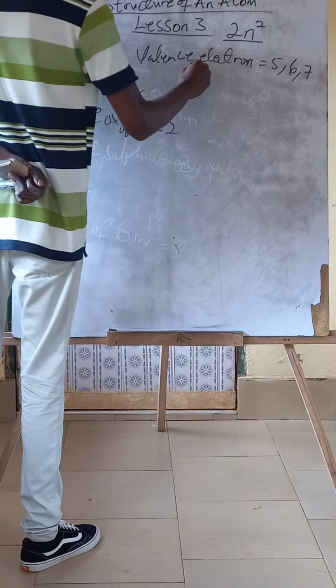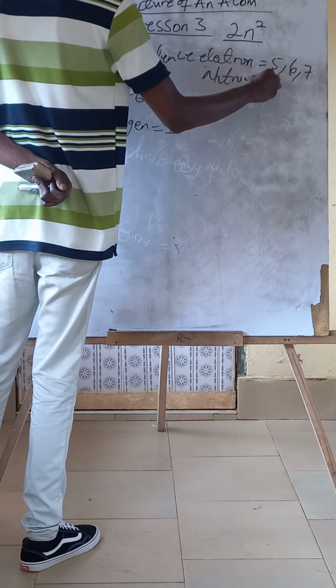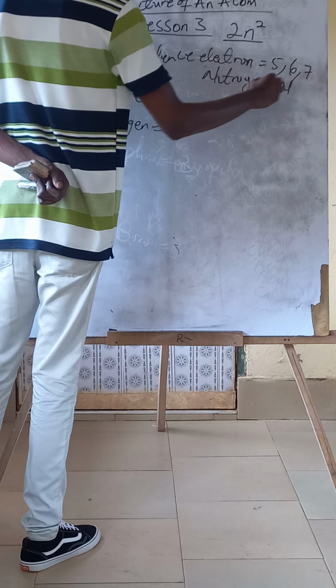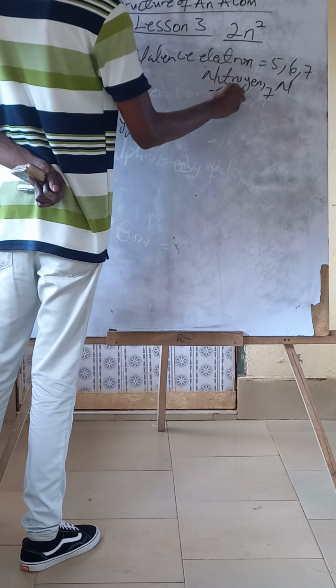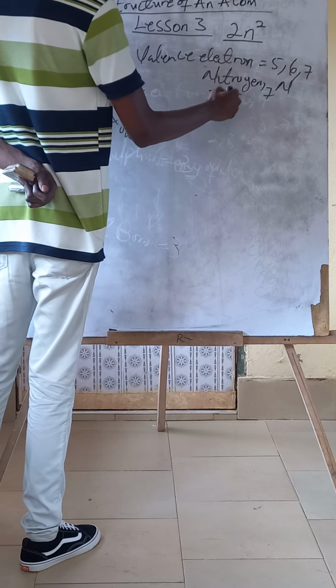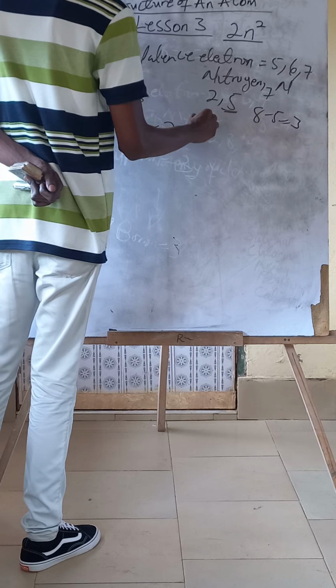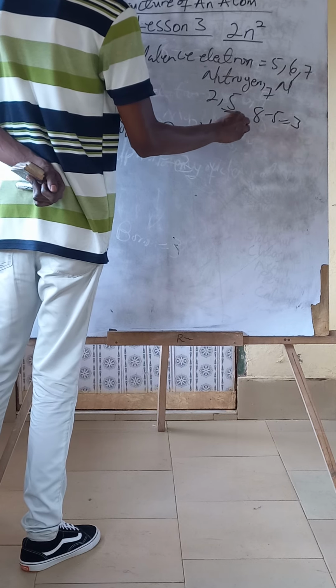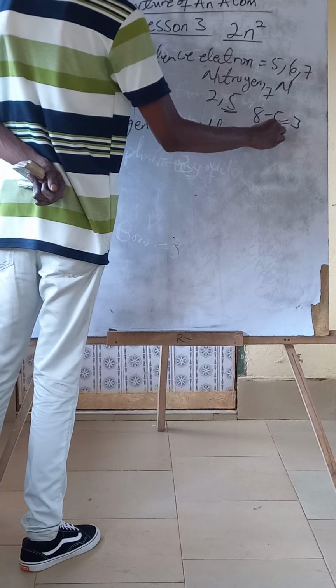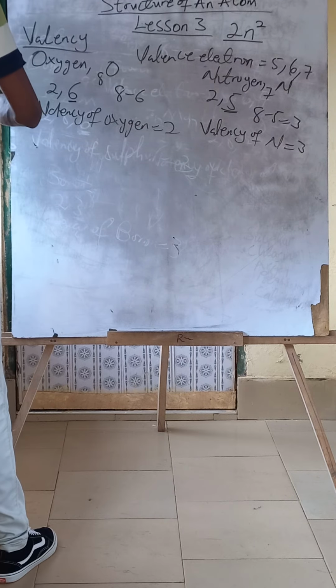Let us consider nitrogen. Atomic number 7. When we write the electronic configuration, the valence electron for nitrogen is 5. You subtract 5 from 8 and you get 3. Therefore, the valency of nitrogen is 3. So that is all about valency.